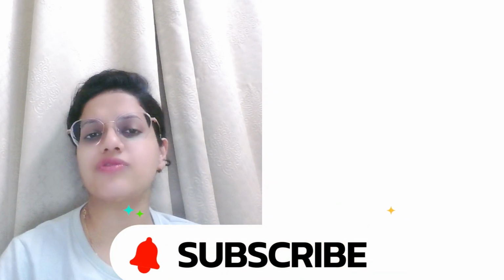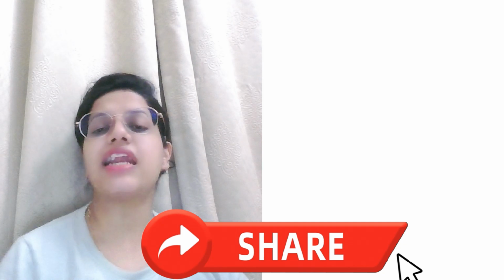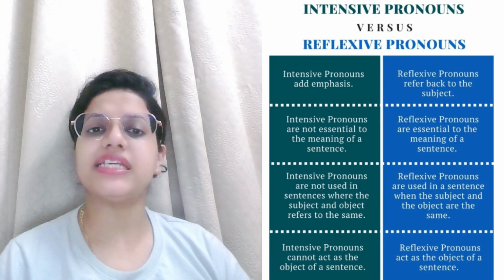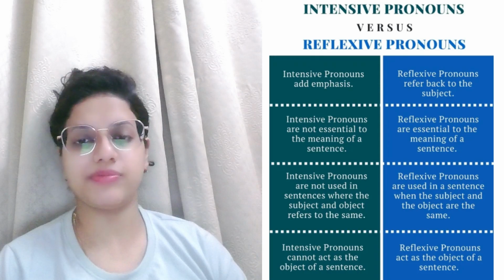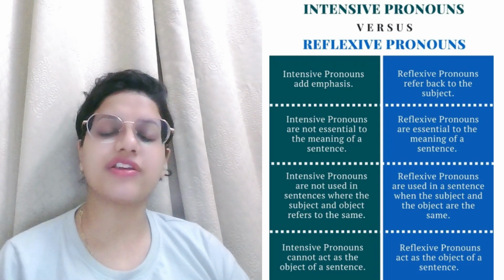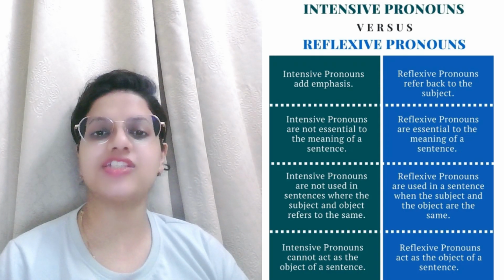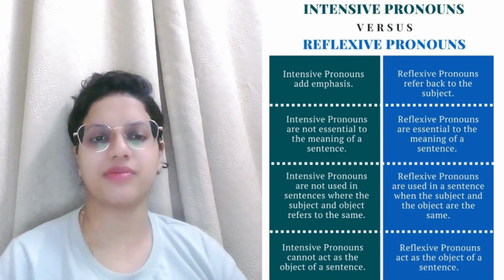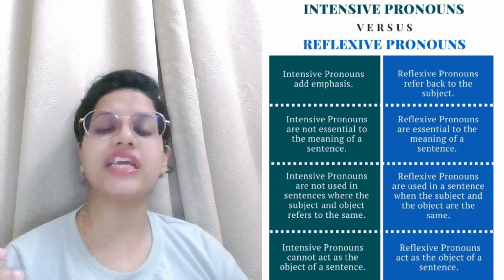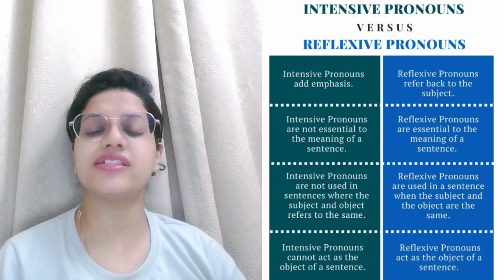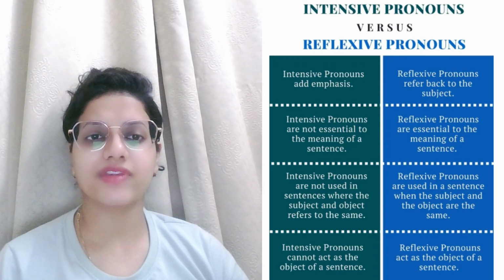Reflexive pronouns are different from the intensive pronouns. Reflexive pronouns look identical to another type called intensive pronouns, which also end in self or selves. However, these pronouns serve different grammatical purposes. Reflexive pronouns are used when the object of a sentence or preposition is the same as the subject. Mario quickly dressed himself. Mario is both the subject and the object.